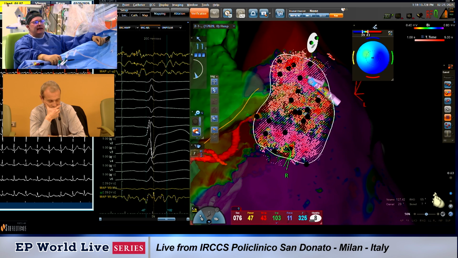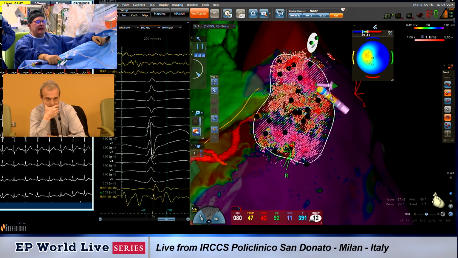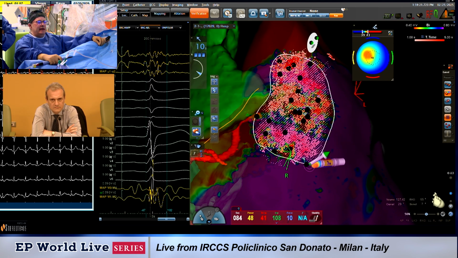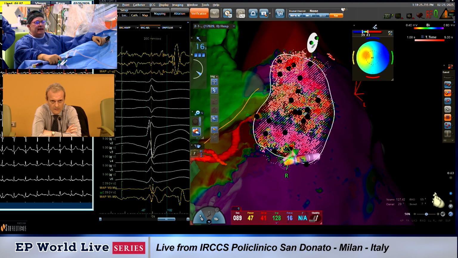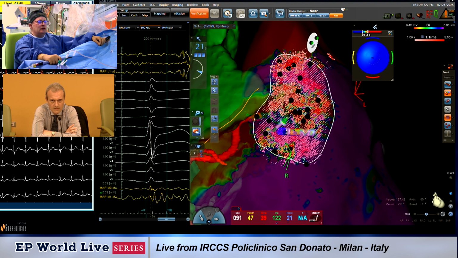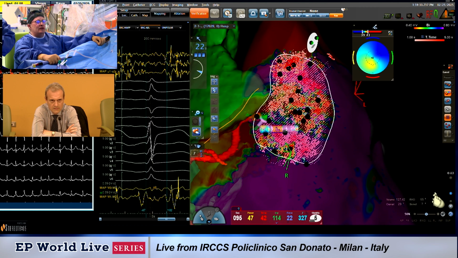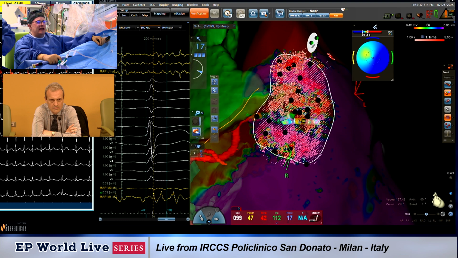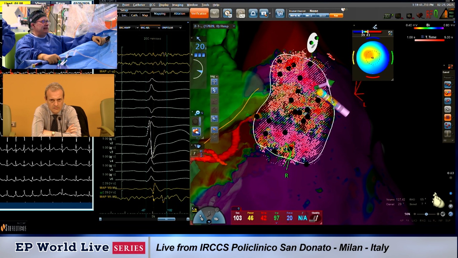use the right technology for the mapping, to be very accurate in the evaluation of the signal, and to train yourself in navigating and ablating, not to be in a hurry, because a small mistake can cause a huge consequence. And do not ablate too much. I think we ablated enough. Yeah. And I am very satisfied.